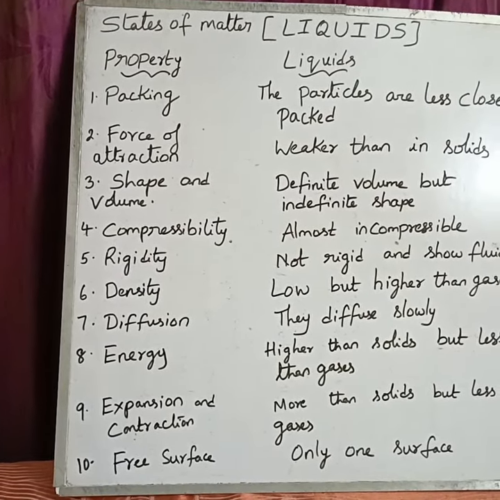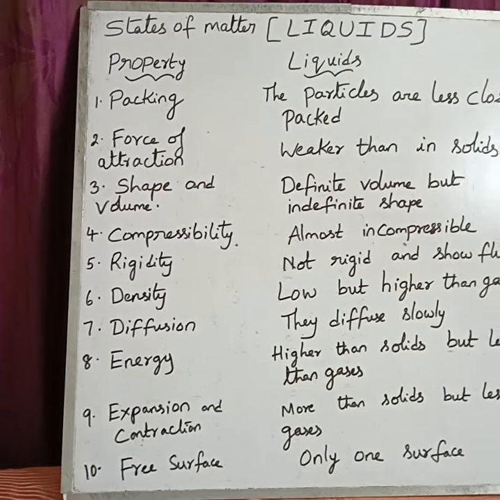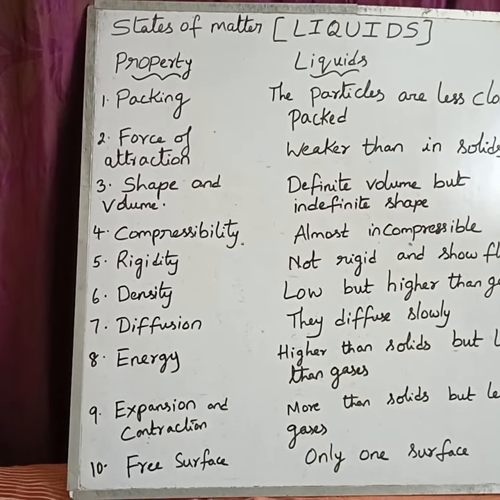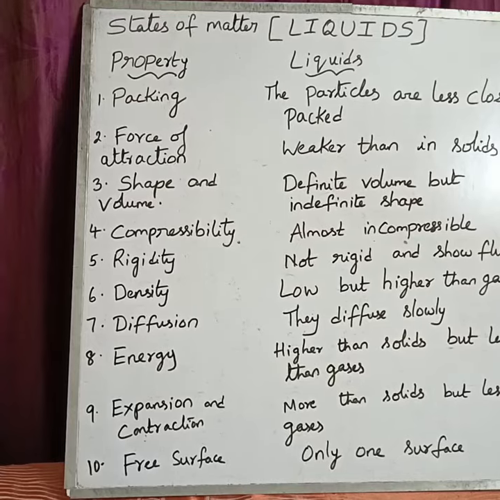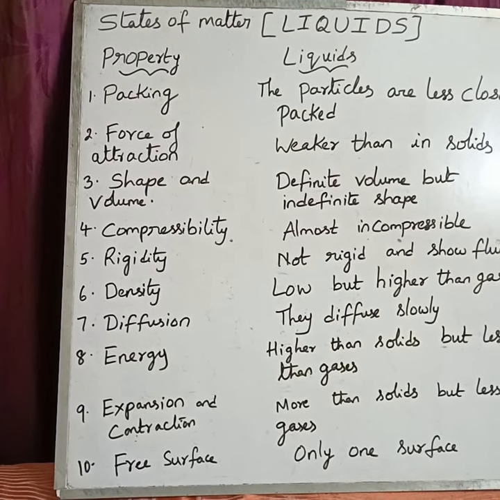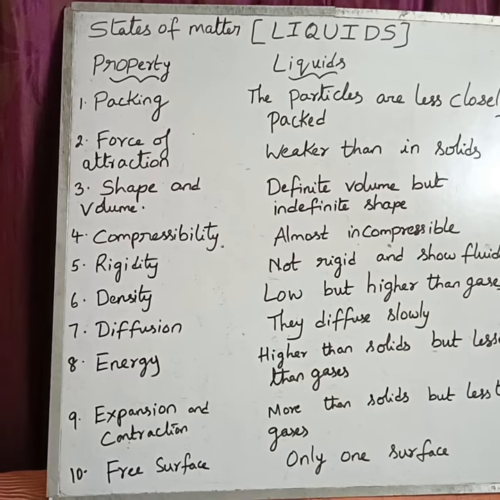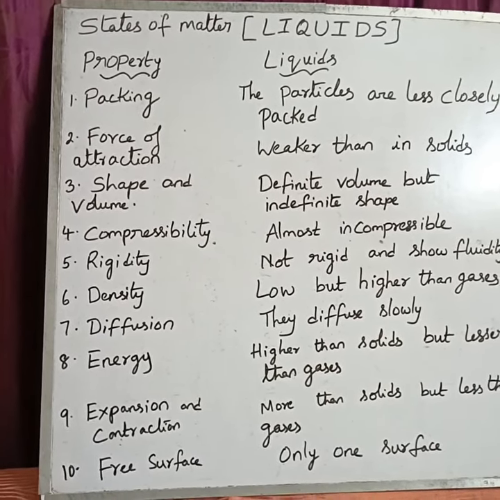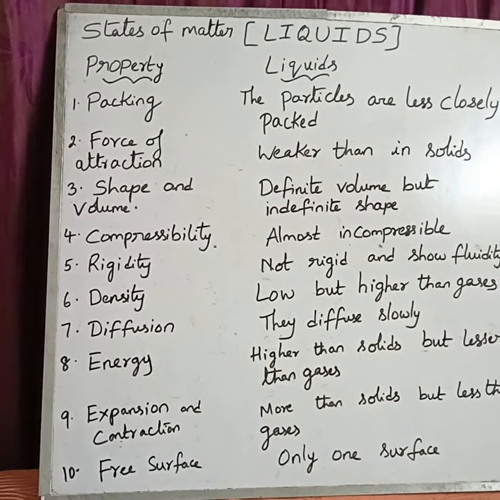For example, pour equal quantities, say 200 ml of water, into containers of different shapes. In each case, water will take the shape of the container. In every case, the volume of water will remain the same, that is 200 ml. The shape of the liquid changes because the molecules can slip over one another and settle down to assume the shapes of the containers into which it is poured. However, the volume does not change as the molecules cannot come closer to or move away from each other.